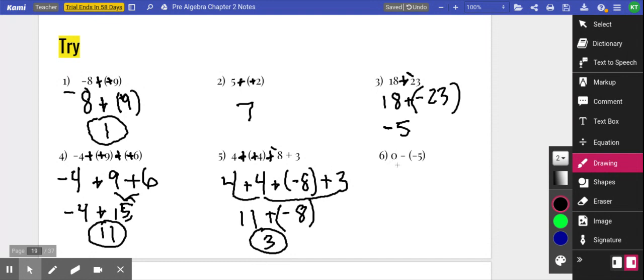So here we have 0, and we're subtracting a negative. So I'm going to change this to addition. The opposite of negative 5 is positive 5. 0 plus 5 is 5. All right.